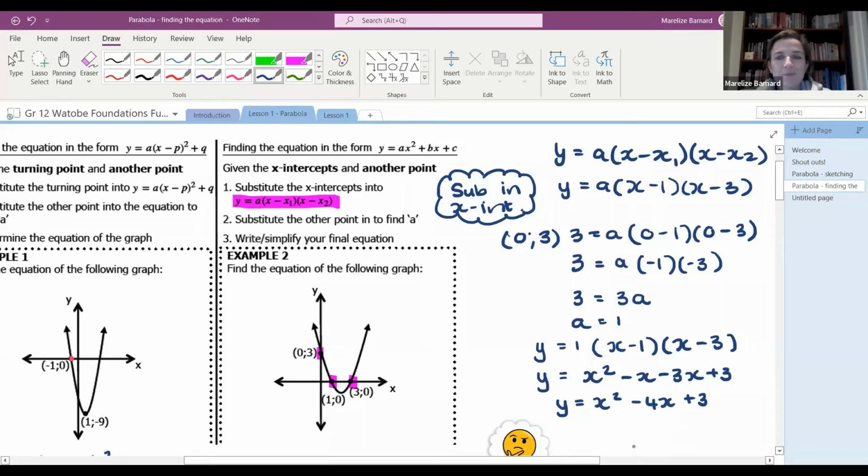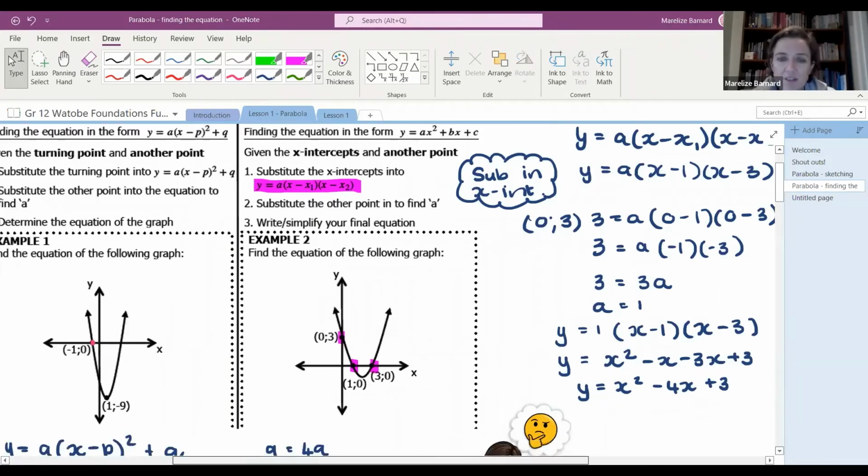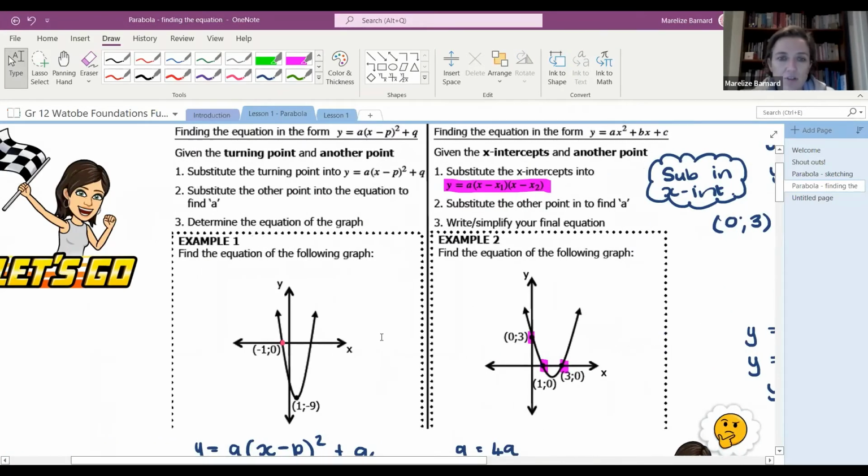Okay. And that's how we do it. That's how we find the equation of a parabola given the x-intercepts and one other point. And that's pretty much the only two ways it can be asked. There's another way, but for the most part, this is what you need to be able to do. And this has been asked many times in the final exam. This grade 11 stuff, it does get asked.